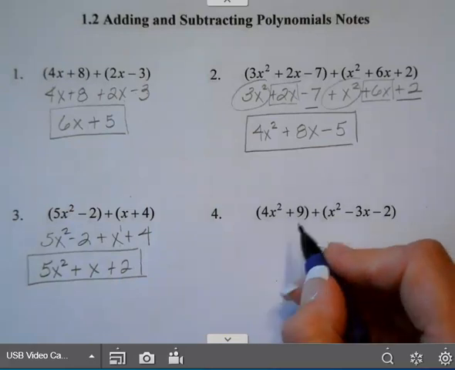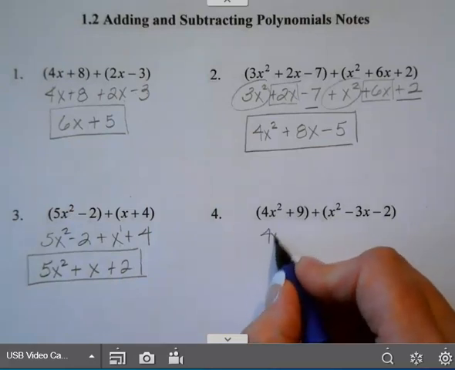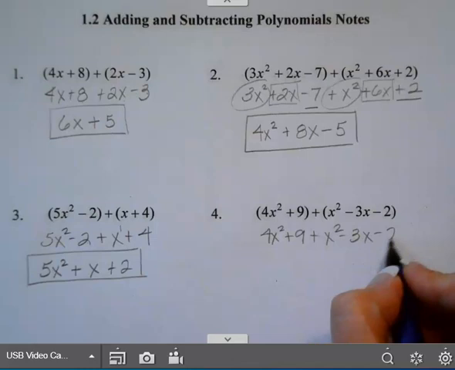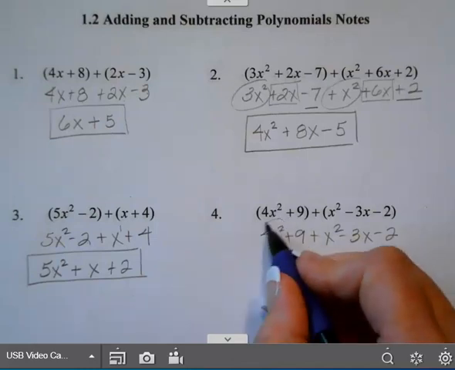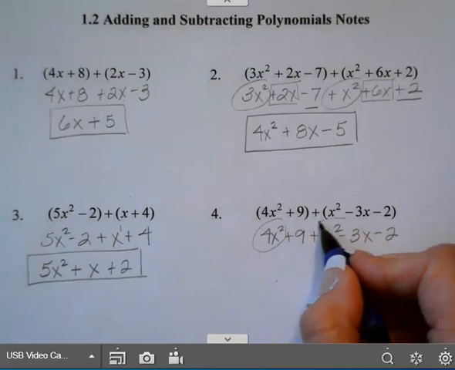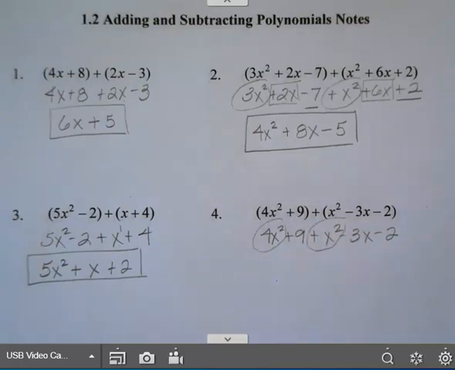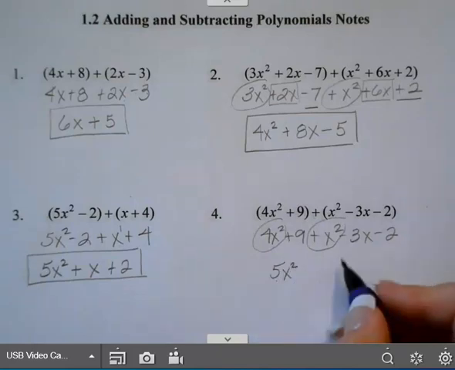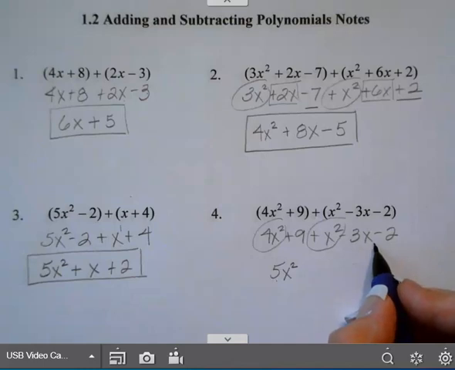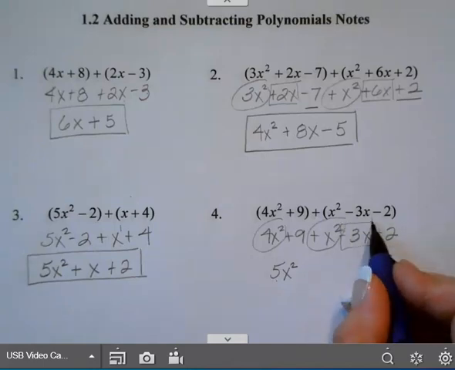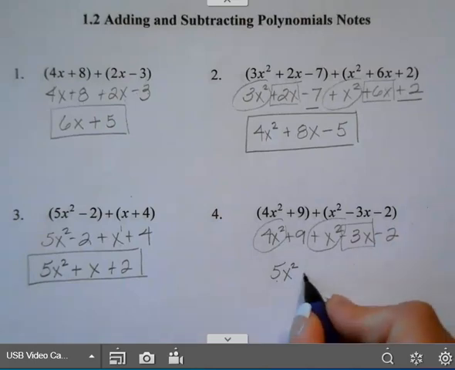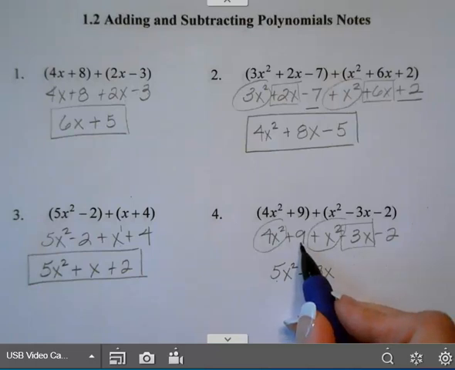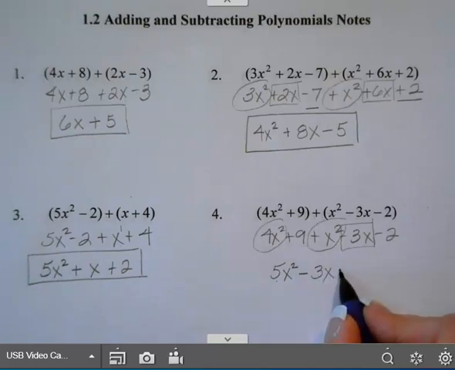Example 4, I have a plus, so I can just drop my parentheses. And then I'll combine my like terms. There's a negative 4x squared and a plus 1x squared. When I combine those, I get 5x squared. This time I only have a single x term. I don't have any other x's, so that's going to give me negative 3x. I do have two terms that are numbers, so I have a 9 here and a minus 2. When I combine those, I get plus 7.